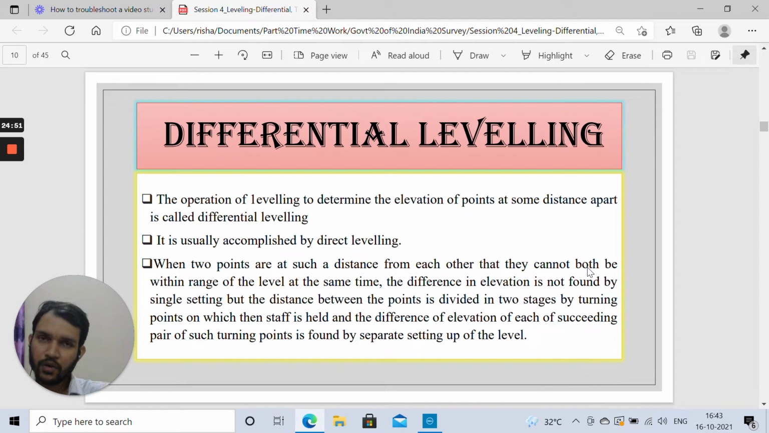We can rotate this and try to sight that particular point B whose elevation is not known to us. Now the same person who was holding the leveling staff at point A will move to point B and hold the same staff exactly vertical. And now when he is holding it vertical, we will sight that leveling staff held at station B, and we will take the reading.